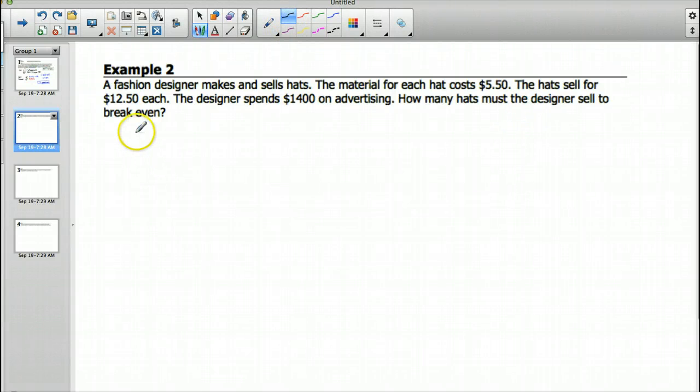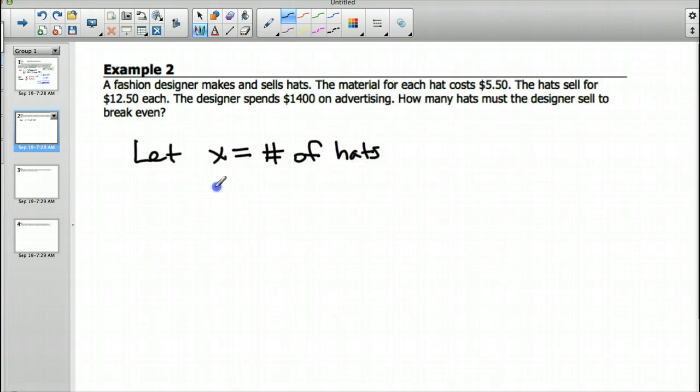So this is going to be similar to example 1. This time I'm selling hats, so I'm going to let X be equal to the number of hats that I need to sell. And Y again is going to be my cost and my income, again, because both of those are equal to each other.